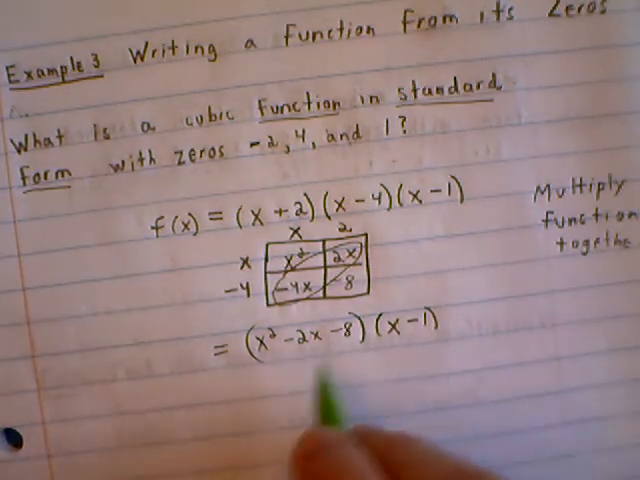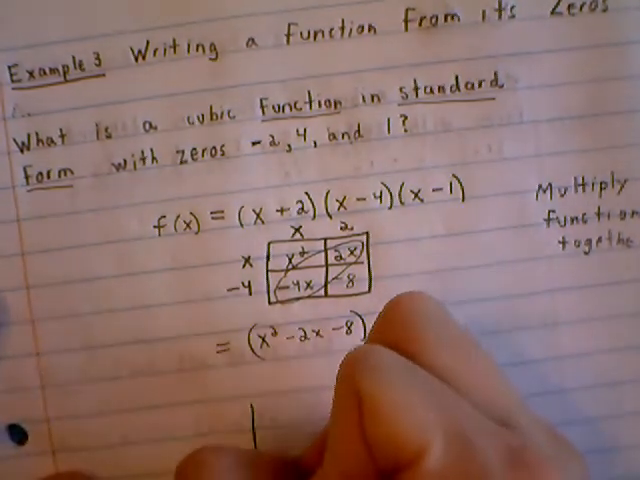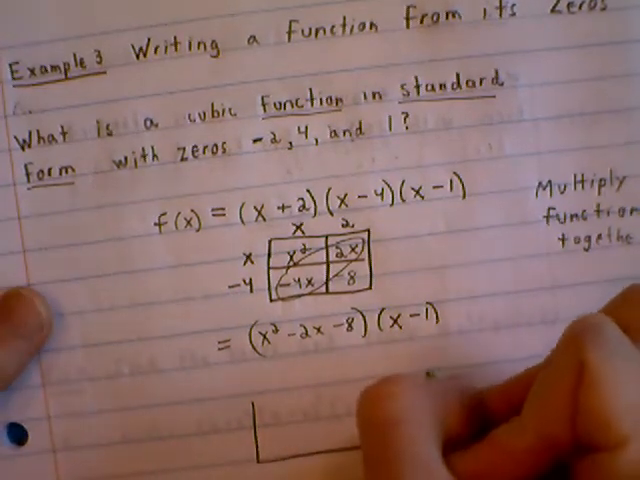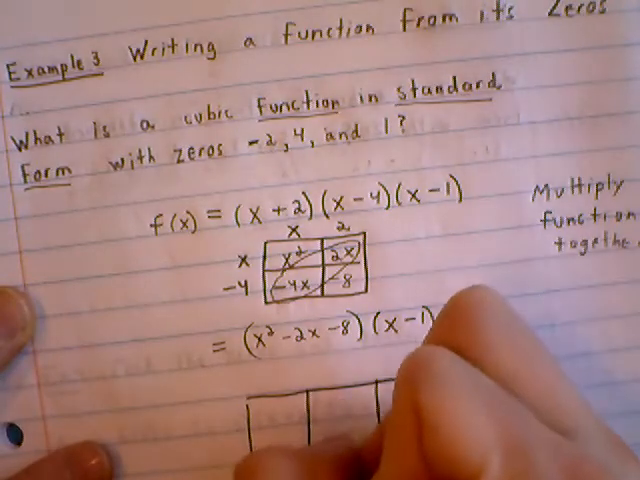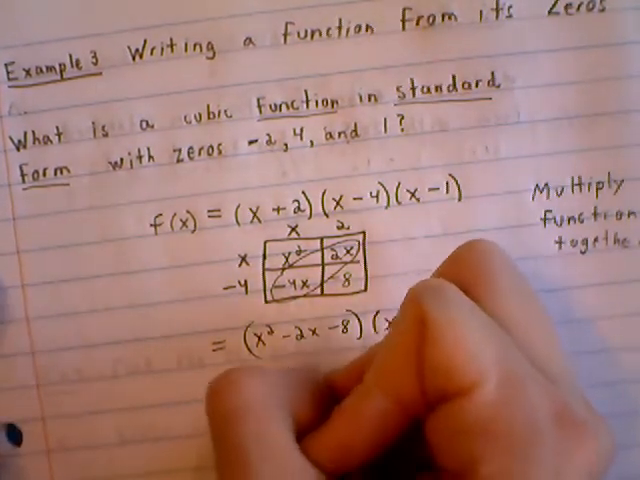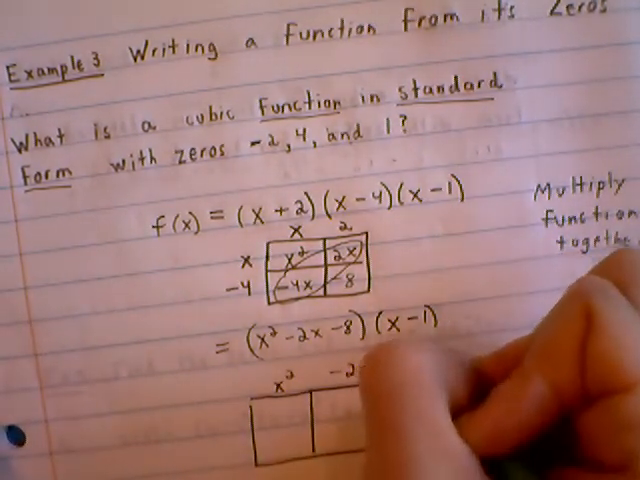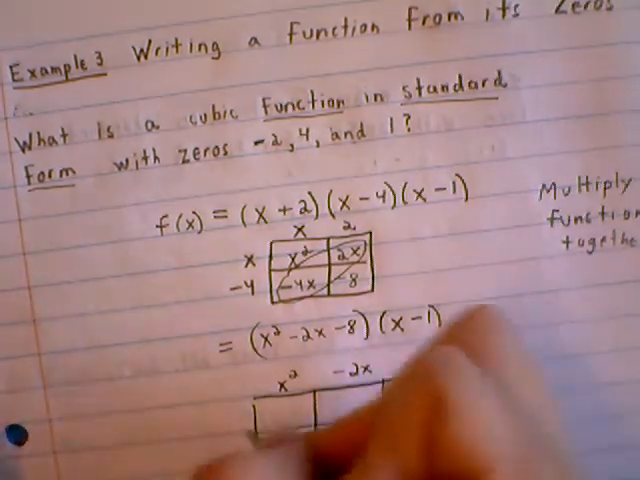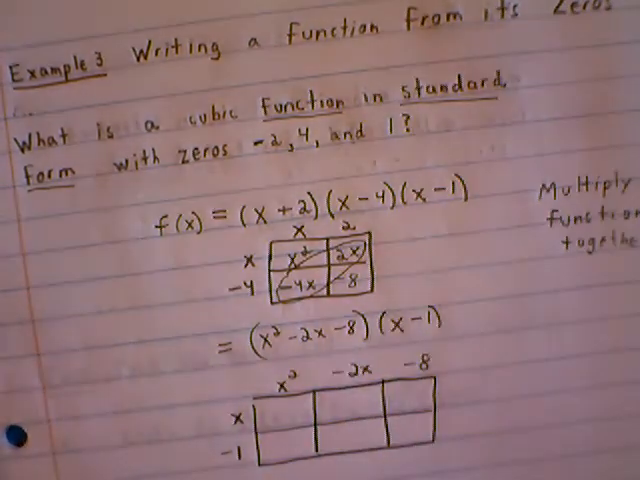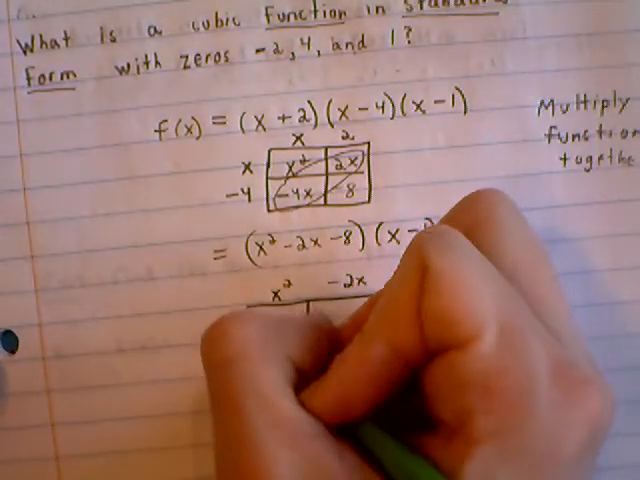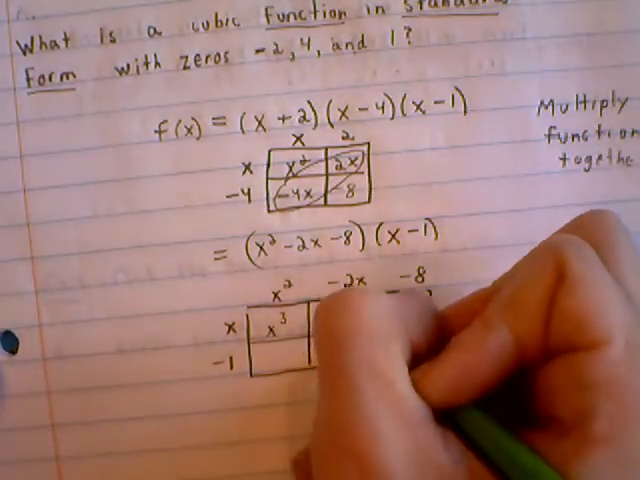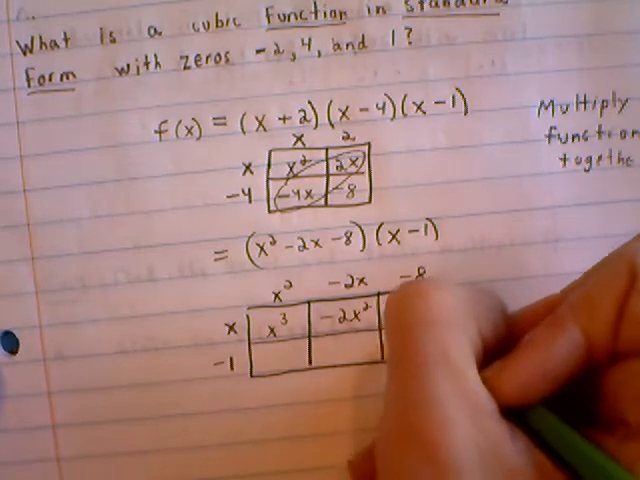Next, I have to multiply these two polynomials together, but this time I need a 3 by 2 box because I have 3 by 2. So I have x squared minus 2x minus 8 and x minus 1. Start multiplying. X times x is x cubed minus 2x squared minus 8x.